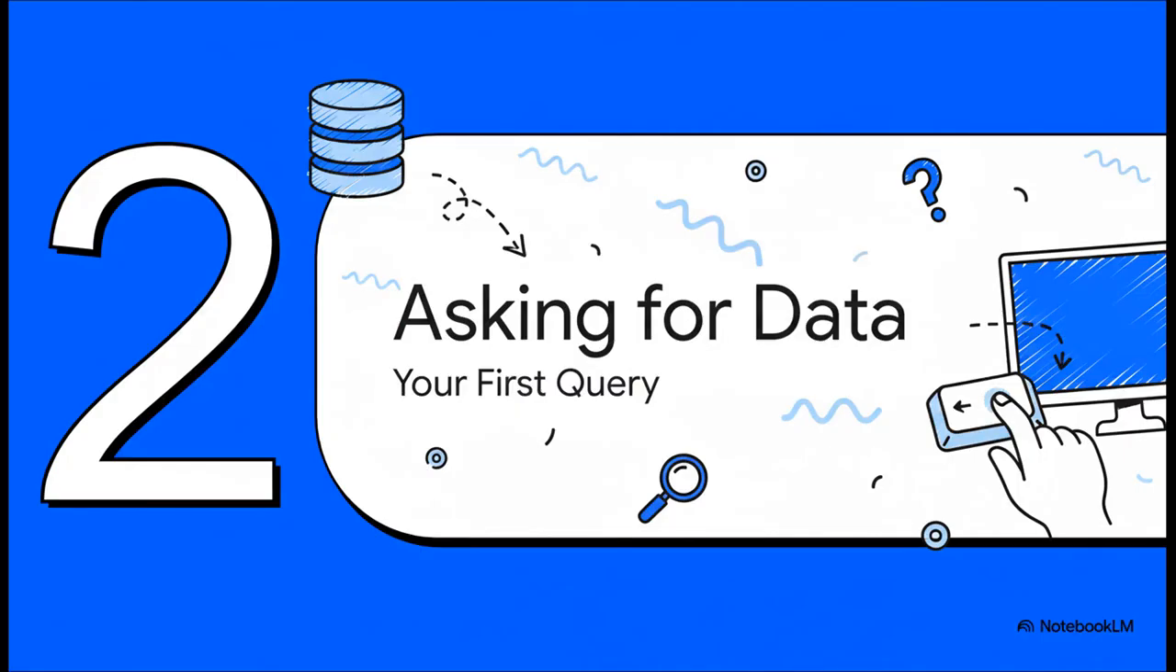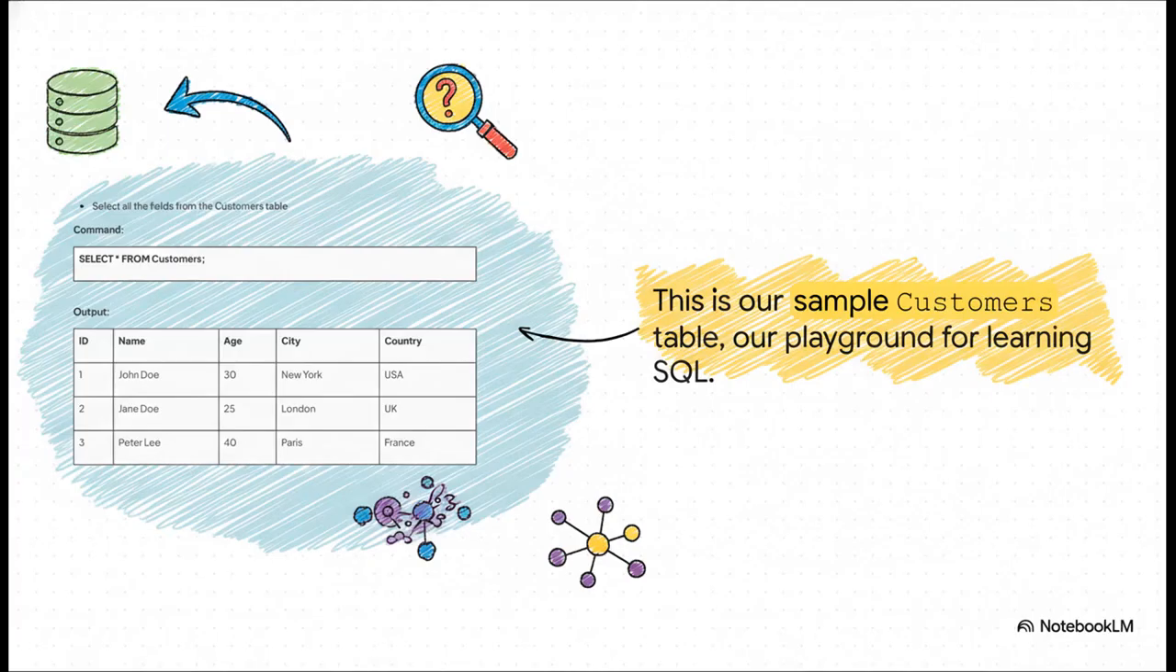All right, enough theory, right? Let's get our hands dirty. We're about to write our very first query to see how this whole thing actually works. Okay, so take a look at this. This is our sample customers table, and it's going to be our little learning playground for today. Just notice how it's structured, right? You've got rows for each customer and then columns for different bits of information, like their name, age, and city. This whole structure is absolutely key to how SQL works.